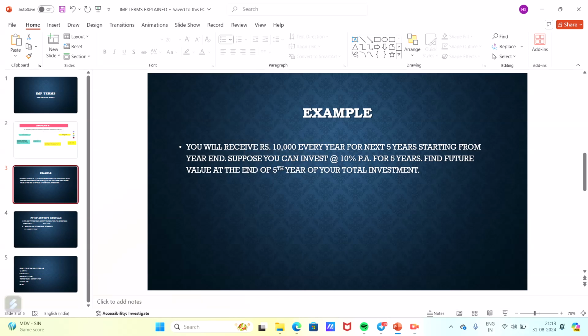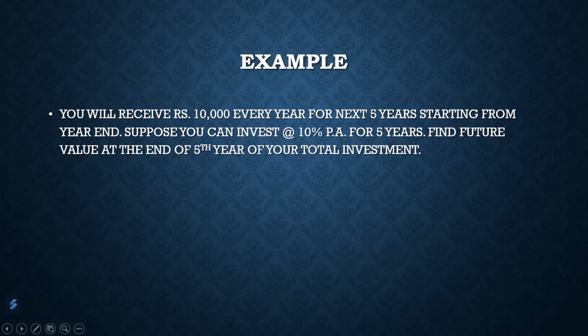All right, friends. So, how can we find out future value of annuity regular? So, here is the example. You will receive rupees 10,000 every year for next 5 years starting from the year end. Suppose you can invest at 10% per annum for 5 years as and when it is received. Find future value at the end of the 5th year of your total investment.